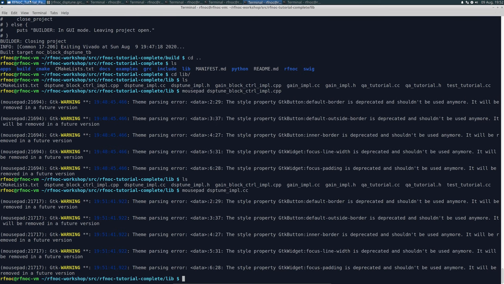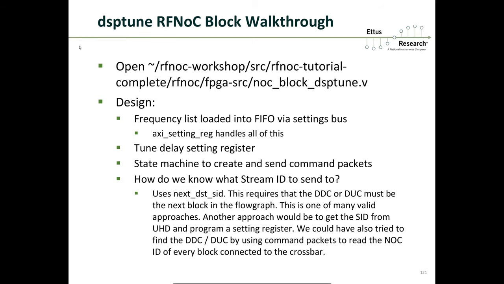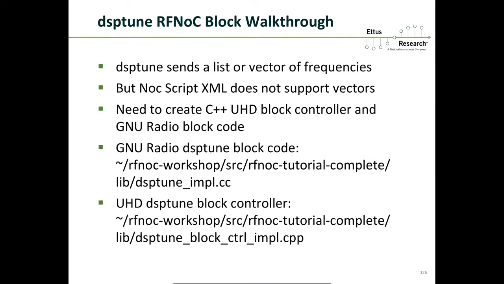Okay. So that shows off our DSP tune block and how we can create a block with a list of frequencies, send those to this DSP tune block. It can create command packets for us and hop through these frequencies by adjusting the offset tuning of the DDC block, and do this very quickly, far faster than you could do with a host in the loop.